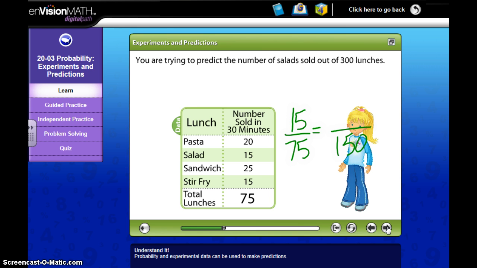How did you do that? Times the top and the bottom by 2. Then 30 would be salads. Okay? All right, let's do some other examples like this.